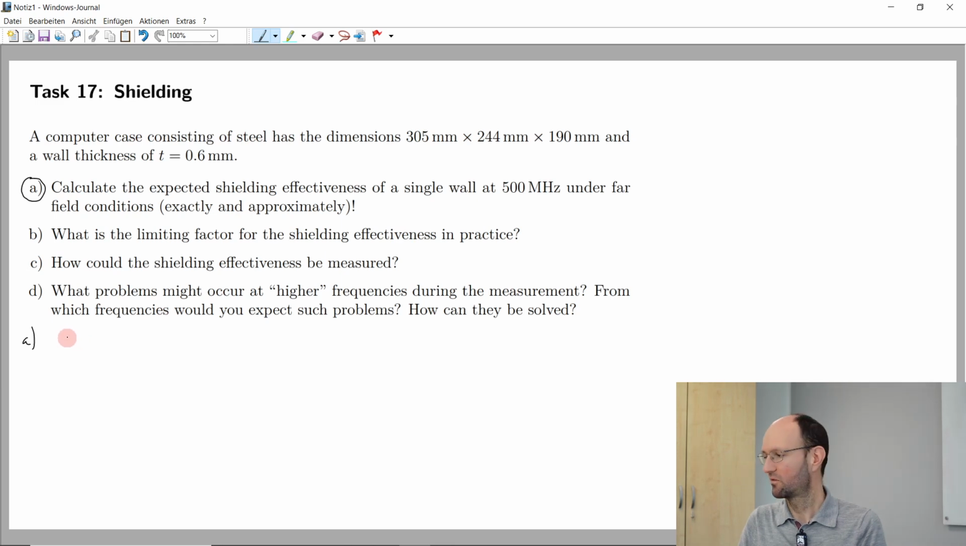And the question is, how would you do this? What would you suggest for the solution? Or what would be the corresponding theory that we could use to calculate shielding efficiencies or shielding effectiveness?